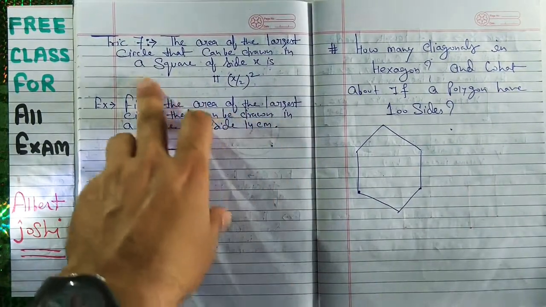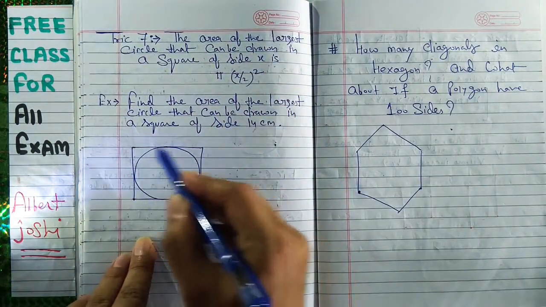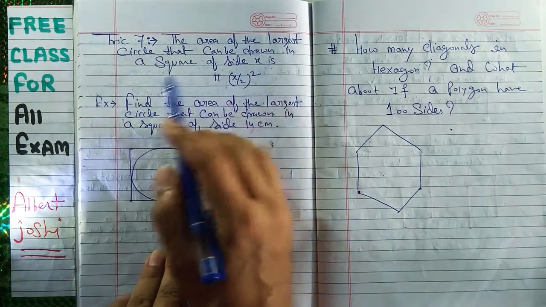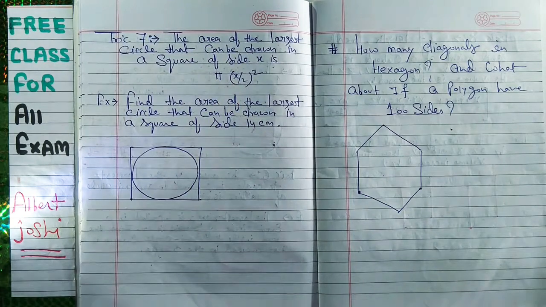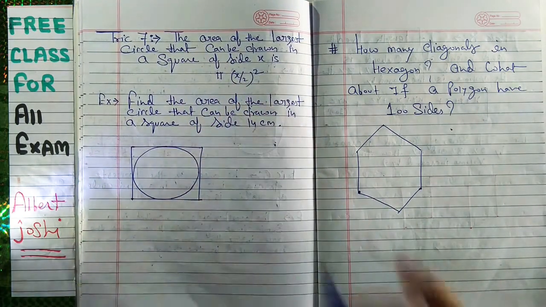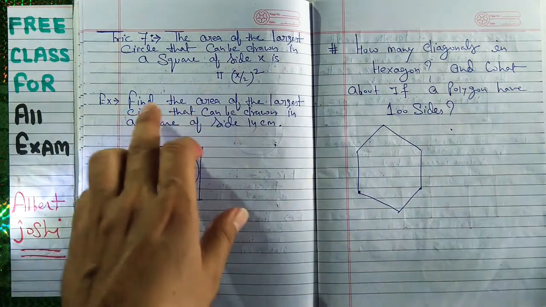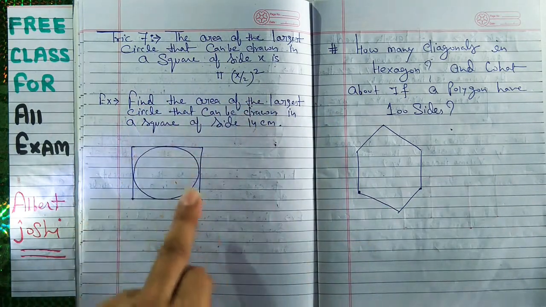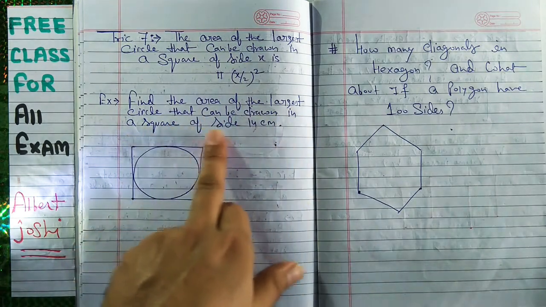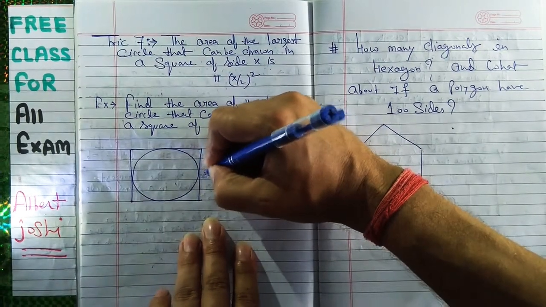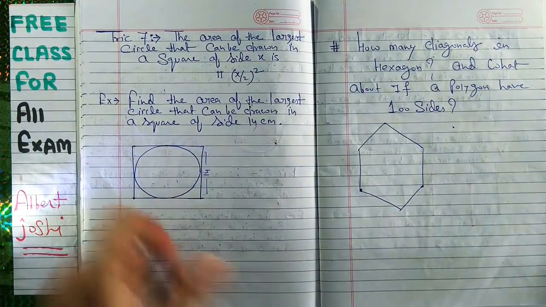What he is asking, that is a trick. The area of the largest circle that can be drawn in a square of side x is pi x upon 2 square. Now this is a different question. In this question he has asked, find the area of the largest circle that can be drawn in a square of side 14 centimeter. Your side is 14 centimeter. So what is the area of this circle? That is also very simple.